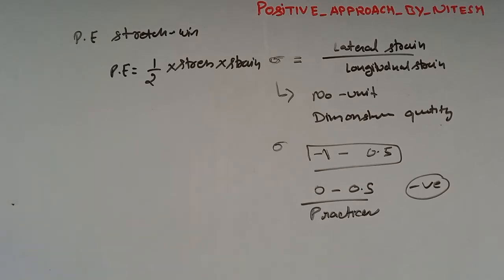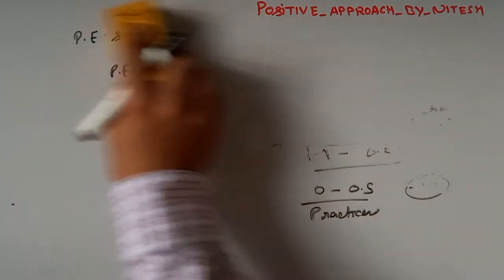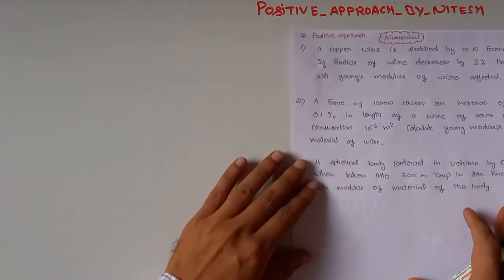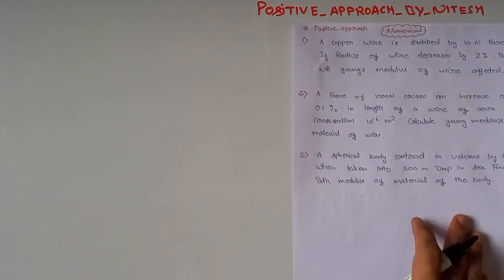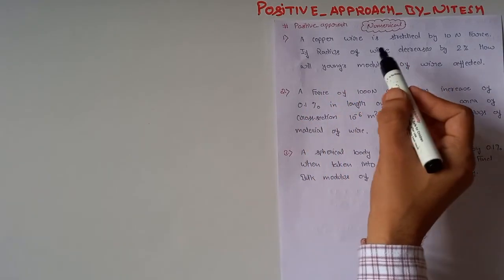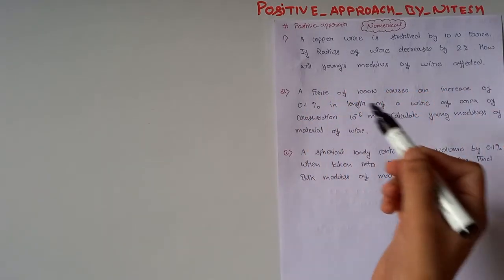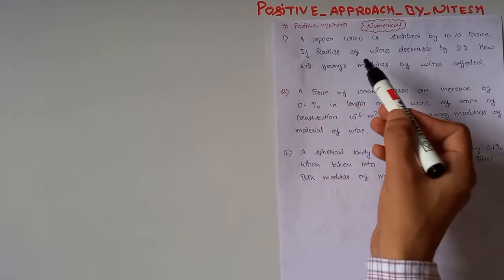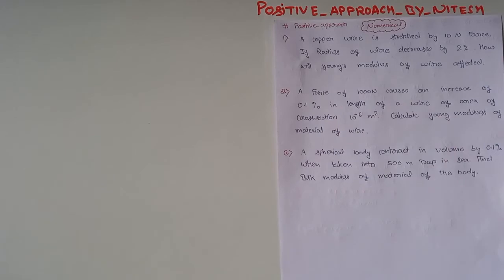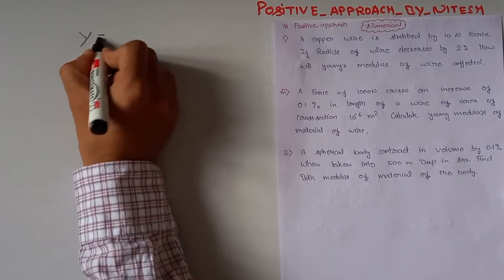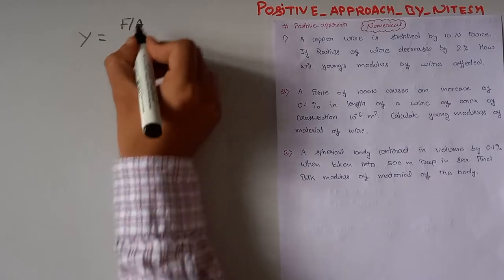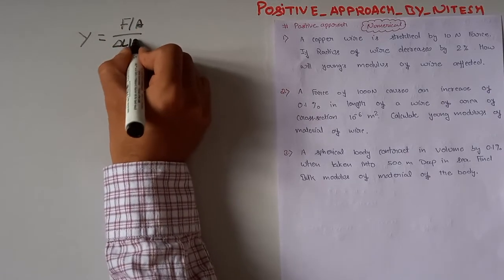Now we are doing some important numericals on the basis of these key points. Our first numerical is: a copper wire is stretched by a 10 Newton force. If the radius of the wire decreases by 2%, how will the Young modulus of the wire be affected? Young modulus Y is equal to F divided by A divided by del L divided by L.